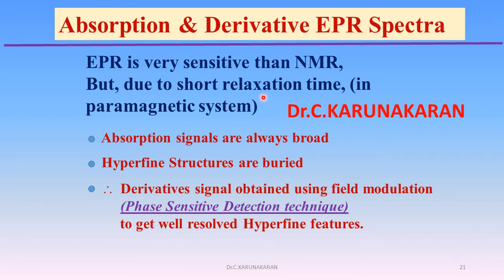What are absorption and derivative EPR spectra? Why are derivative EPR spectra important? EPR is a more sensitive technique than NMR. However, due to short relaxation time, as in paramagnetic systems, the absorption signals are always broad and hyperfine structures are buried. Therefore, derivative signals are obtained using a phase sensitive detection technique to get well resolved hyperfine features.